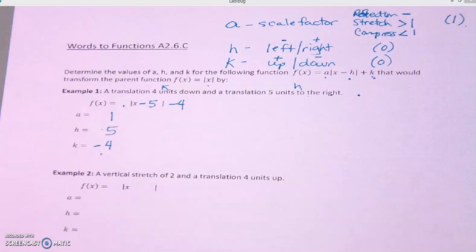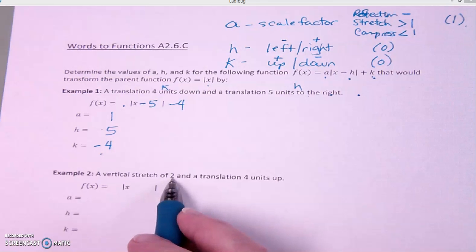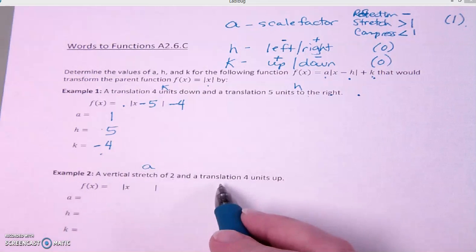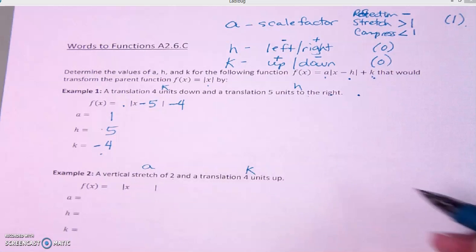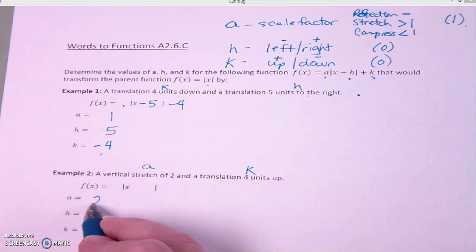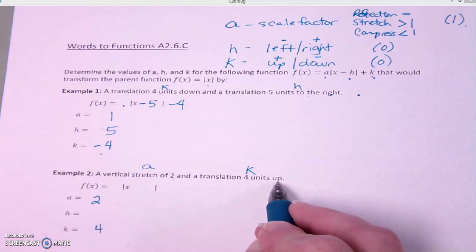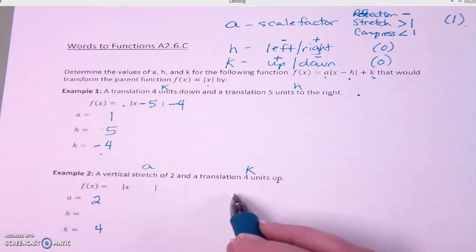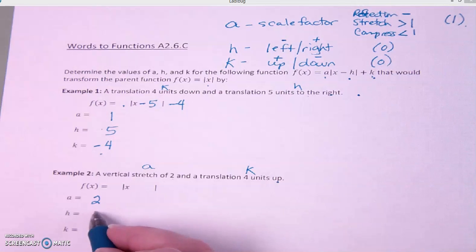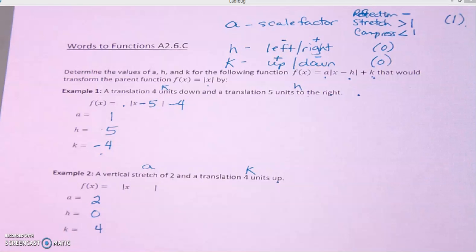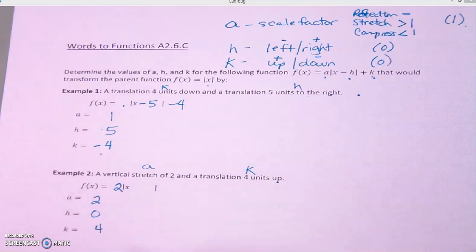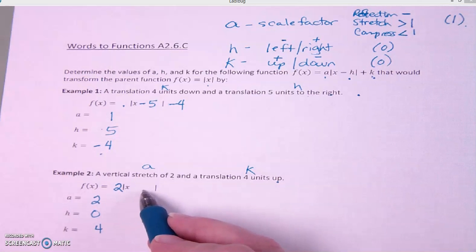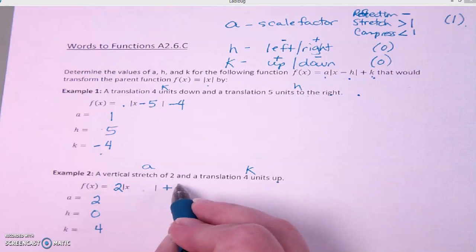Example 2, we have a vertical stretch of 2. Vertical stretch, that's my a, and a translation 4 units up. 4 units up would be my k. a is 2. k is 4. Is that positive or negative? Up is positive. It doesn't mention anything about whether it goes right or left, so I'm going to put 0 for h. If we needed to write our equation, we're going to put our a here in front of the absolute value, 2. My h is 0, so I can just leave that like that. And then my k is plus 4.